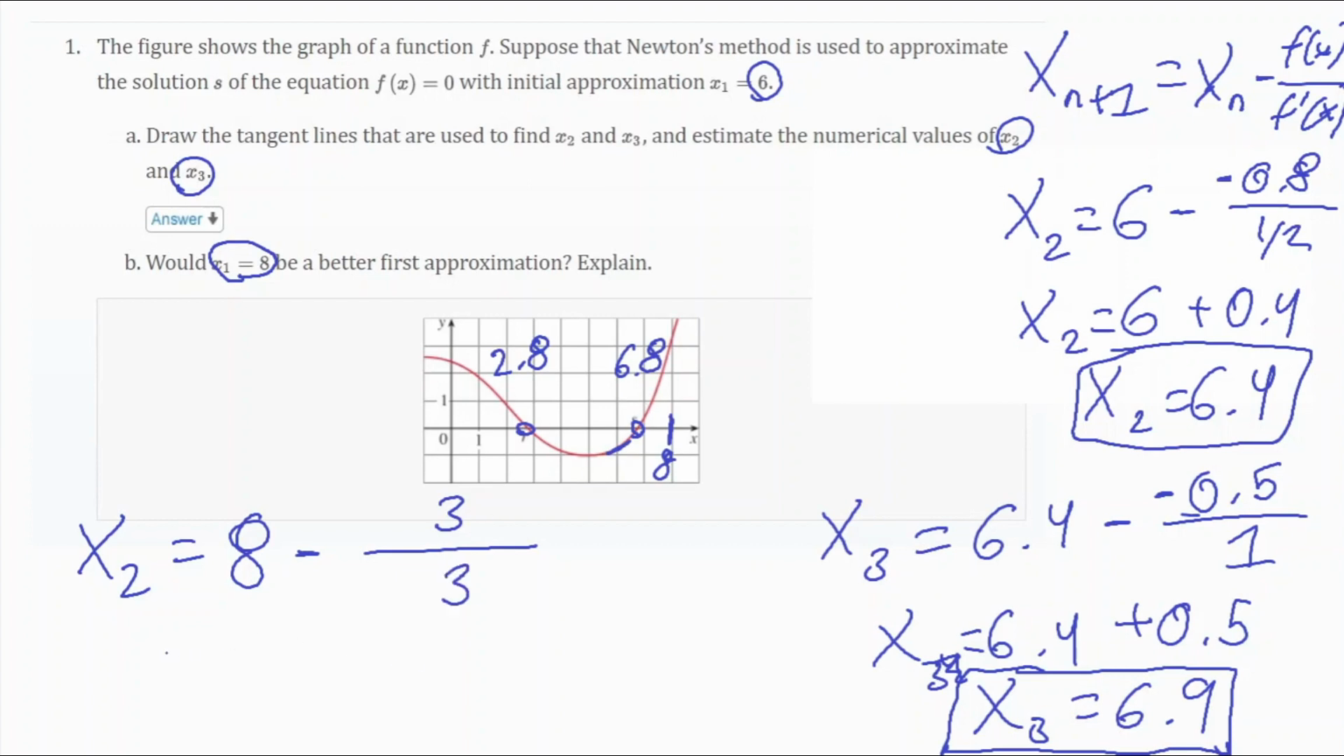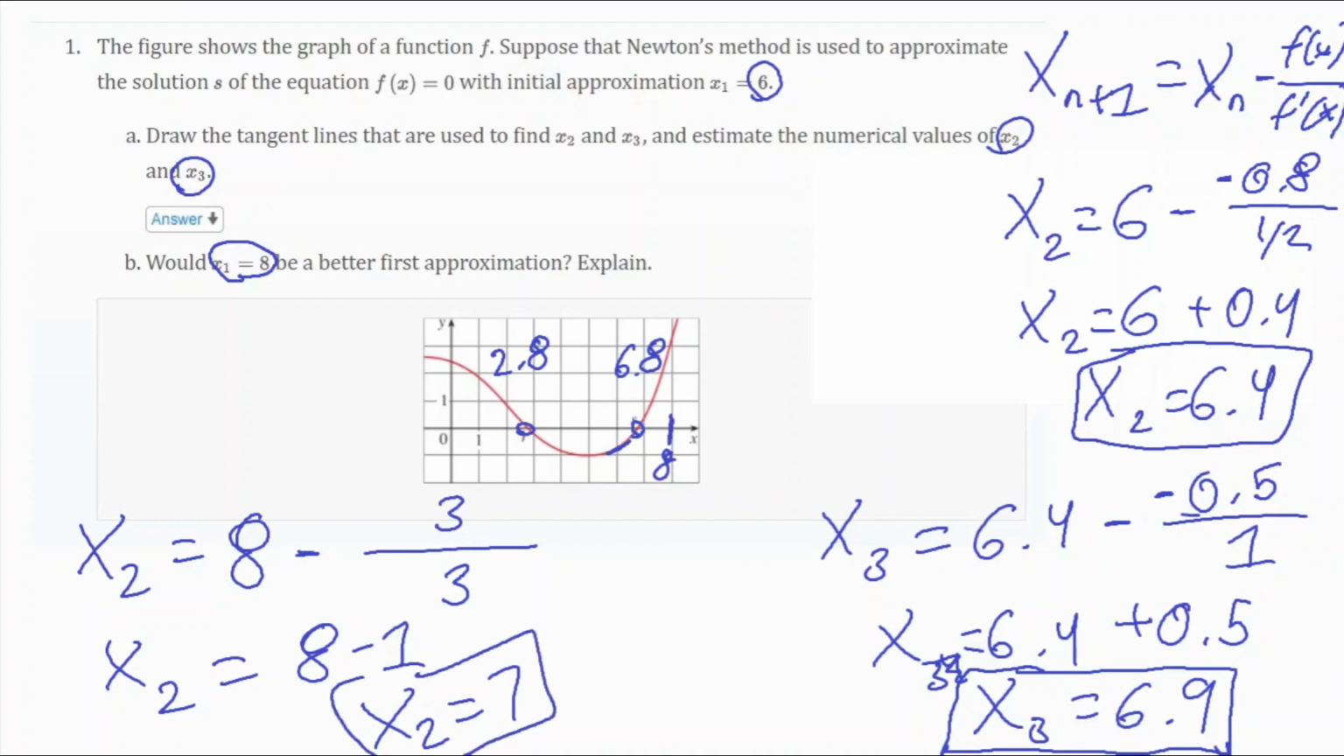The slope is going to be 3, and that means that x2 is going to be 8 minus 1, so x2 is going to be equal to 7. So we could see that if we're given a first approximation of x1 equals 8, we get an x2 value of 7, which is actually a lot closer than 6.4 is to the actual 0. So for B, it would just be yes. And then your explanation would just be the math here. But you could also show that 7 is way closer to 6.8 or 6.9 than 6.4 is.